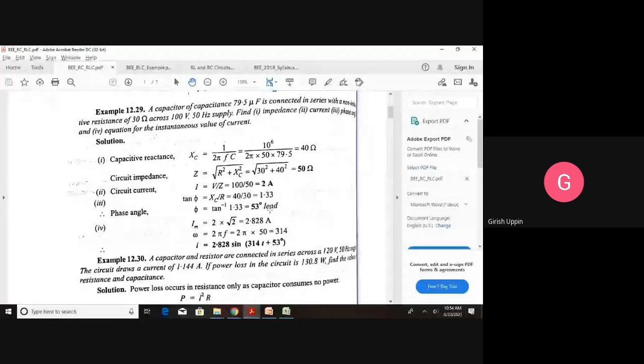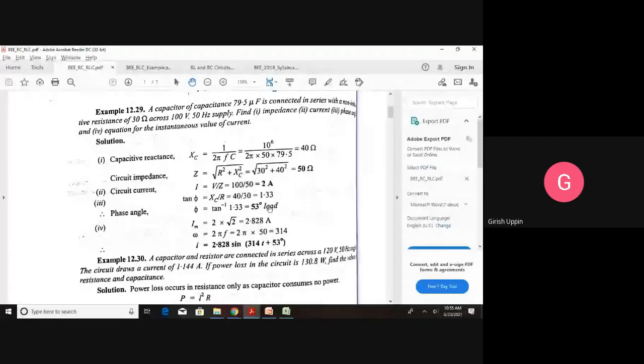So what is the meaning of 53-degree lead? In this particular RC circuit, the current is leading the applied voltage by an angle of 53 degrees. In case of a pure capacitance, current will lead the applied voltage by 90 degrees. Here it is not leading by 90 degrees because there is some resistance. It is leading by less than 90 degrees, but it is leading the voltage by 53 degrees.